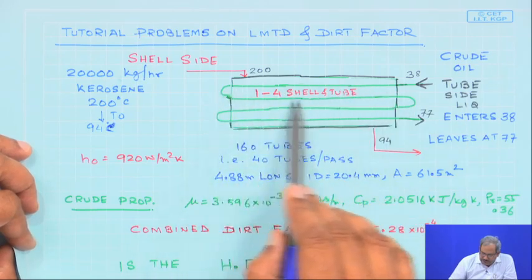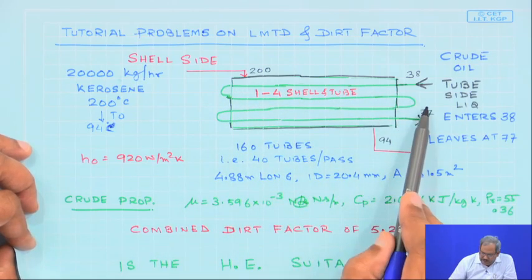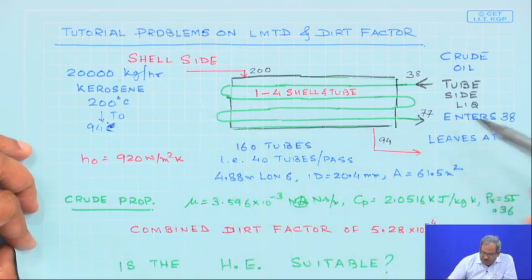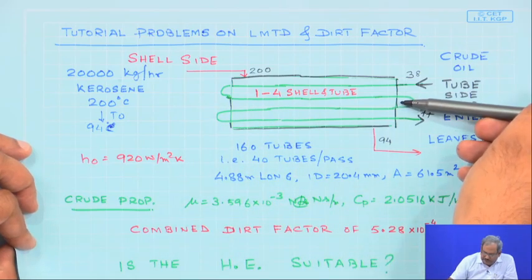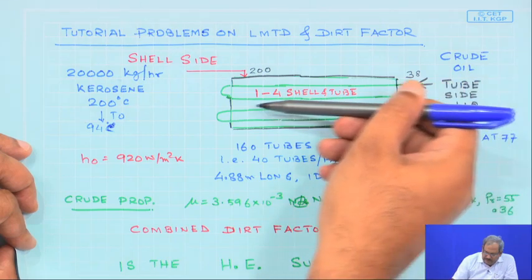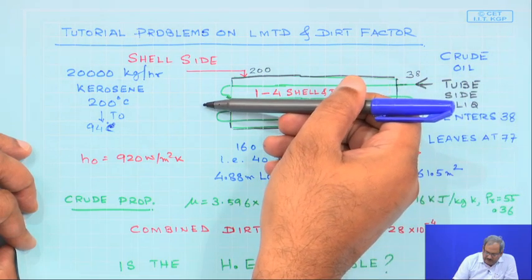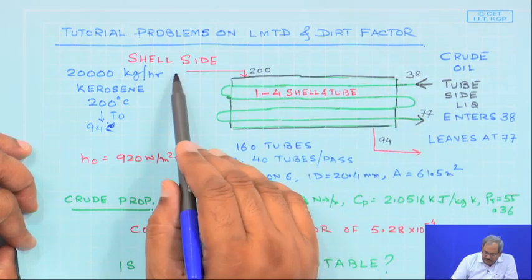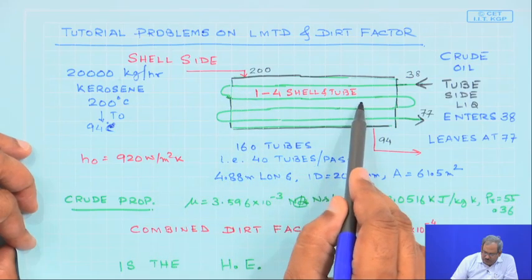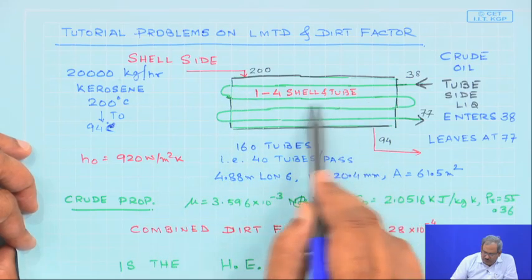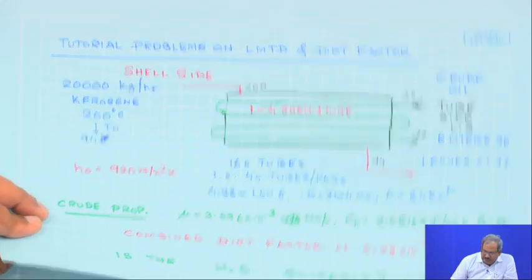Instead of these 4 passes, I just have one pass where the crude oil enters from this side at 38 and leaves on the other side at 77, and the shell side fluid comes in at 200 and flows counter to the fluid and leaves at 94.